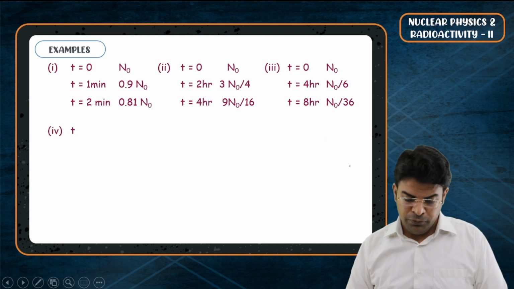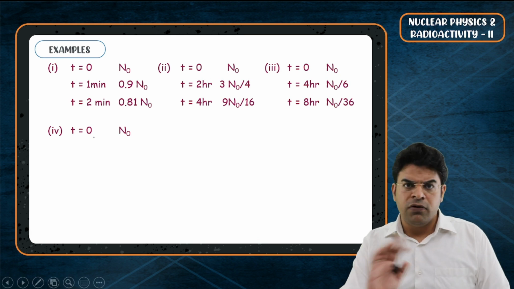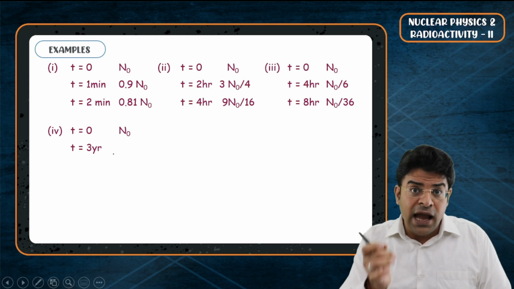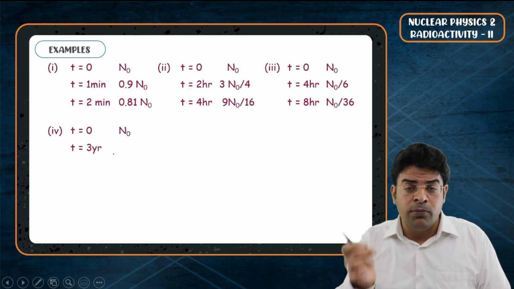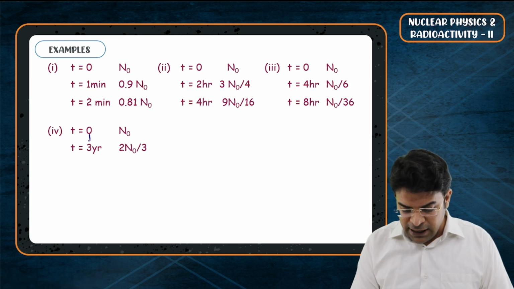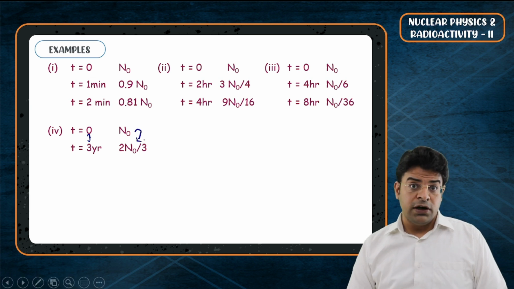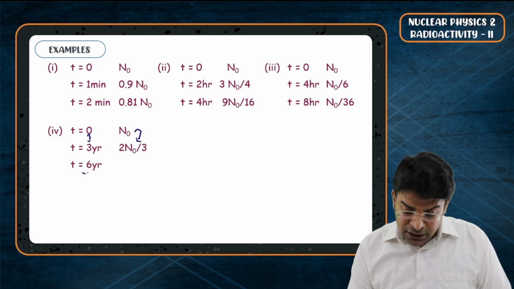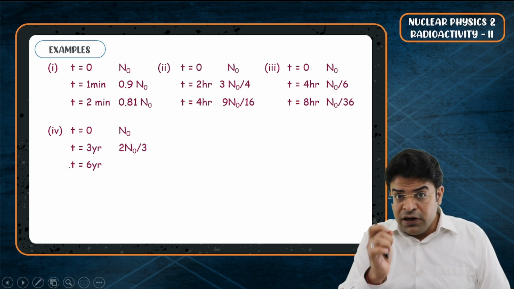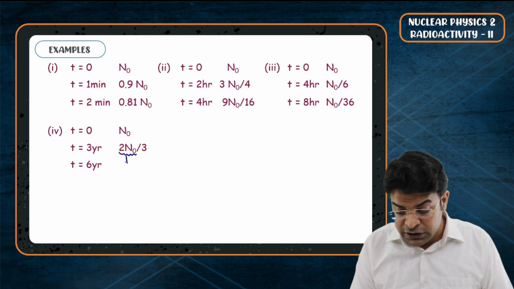Let's practice more. Let's take this example. At time equals to 0, let's say you have got N naught number of active nuclei. At time equals to 3 years, let's say the number of active nuclei reduces from N naught and becomes 2 N naught by 3. So you will say, sir, in a time frame of 3 years, the number of active nuclei becomes 2/3. So in another 3 years, that is 6 years from the beginning, after 6 years, the number of active nuclei will be 2/3 of this.